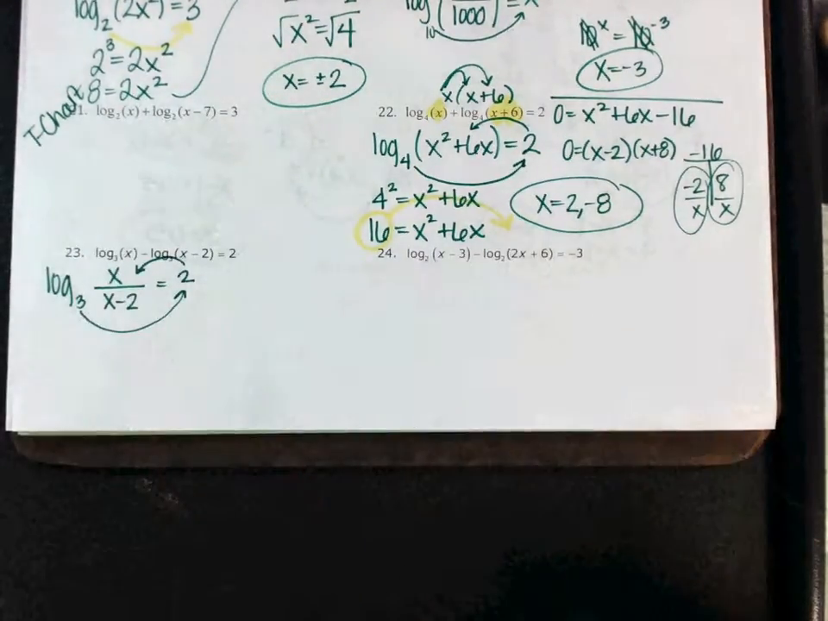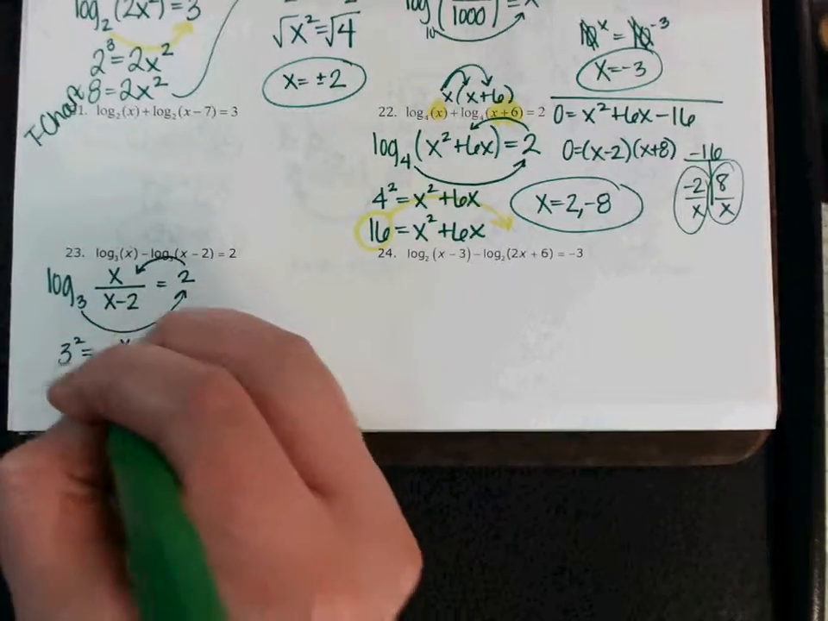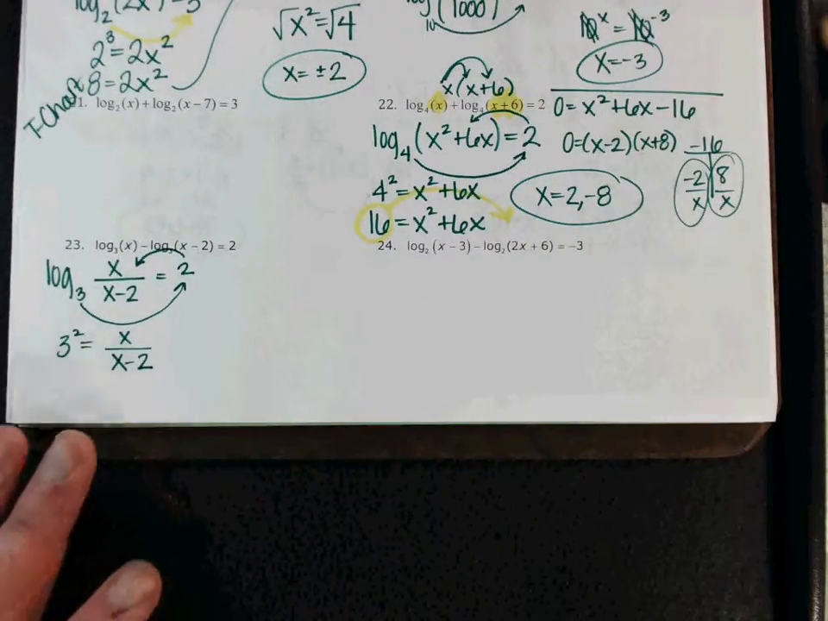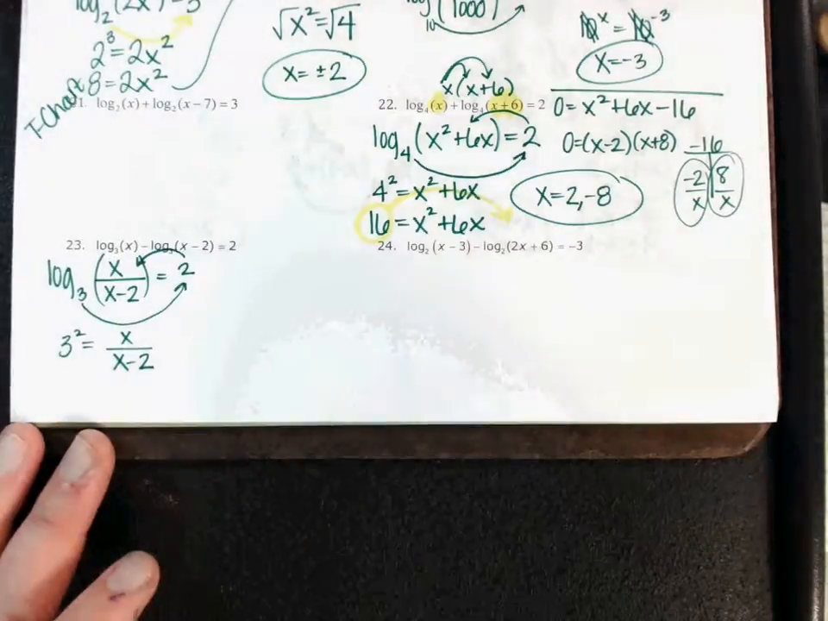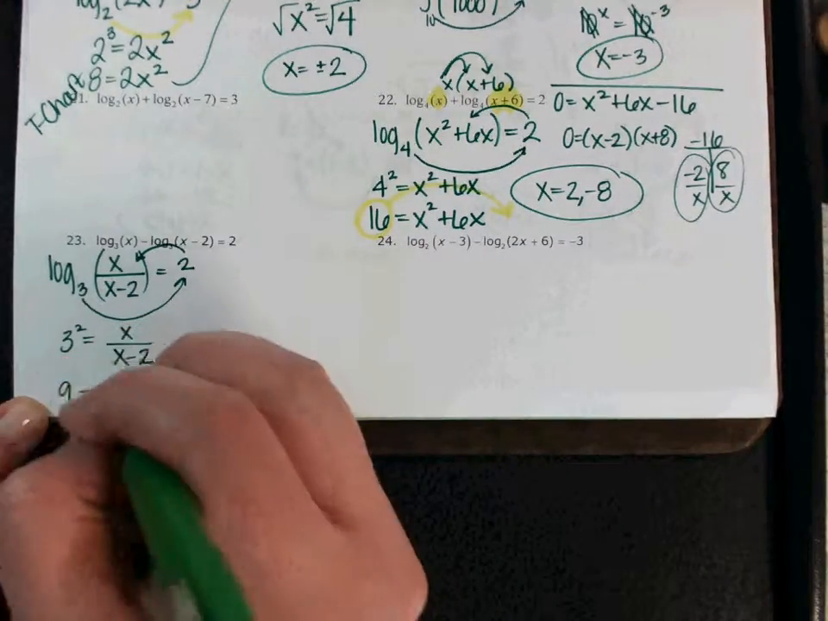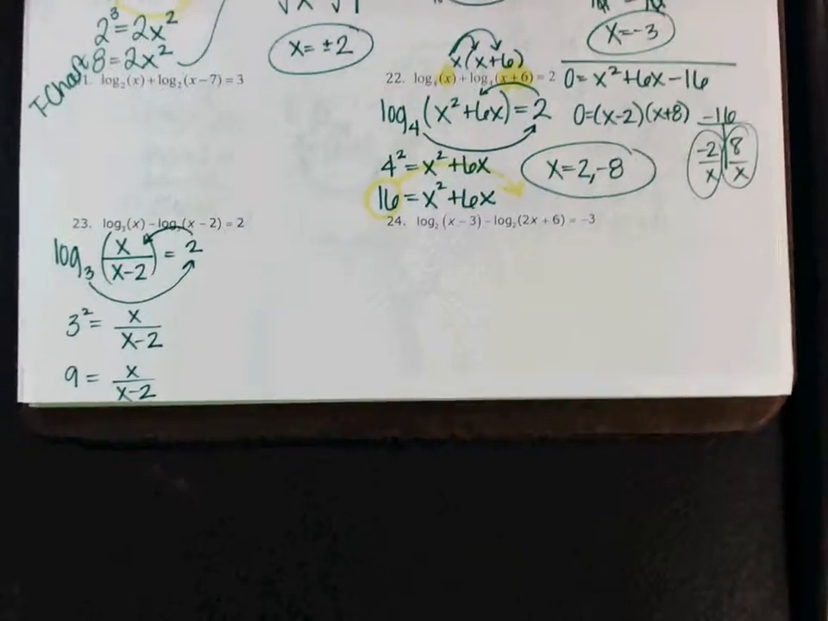Equals x over x minus 2. Okay, then one more step. This is the first one we've done like this. 3 squared is the same as what number? 9. So if I have this, any ideas?